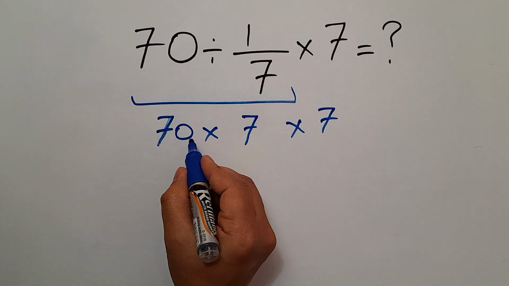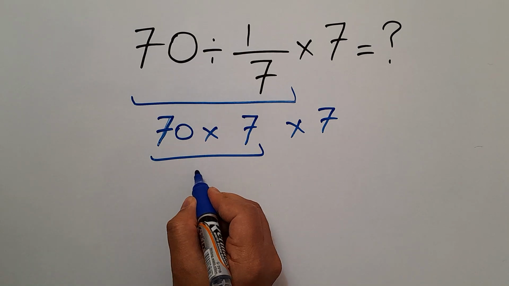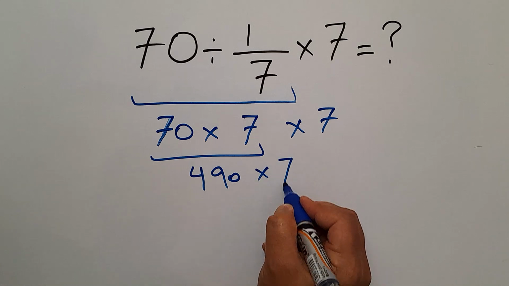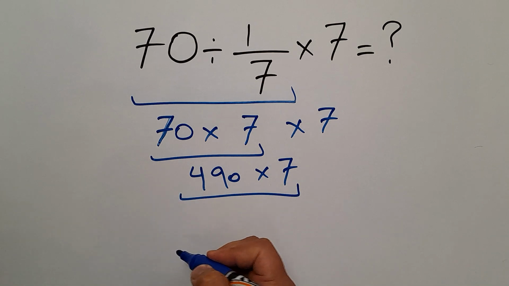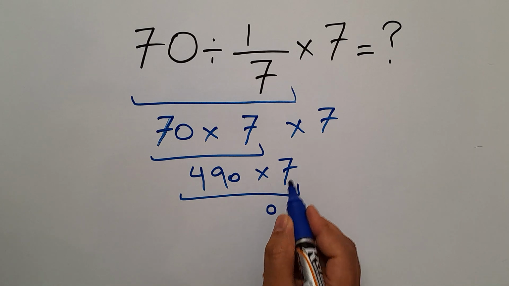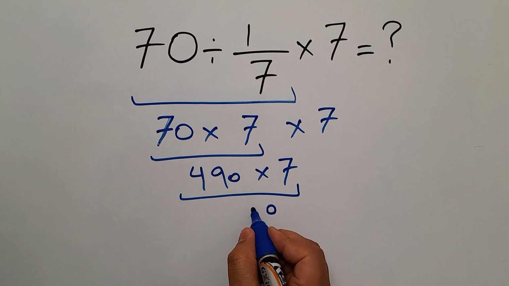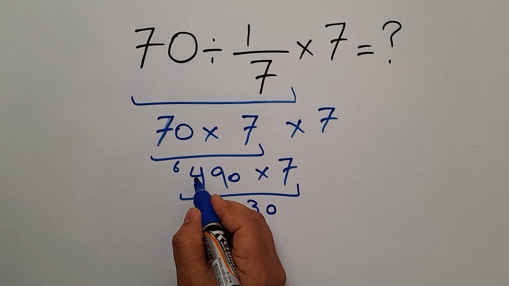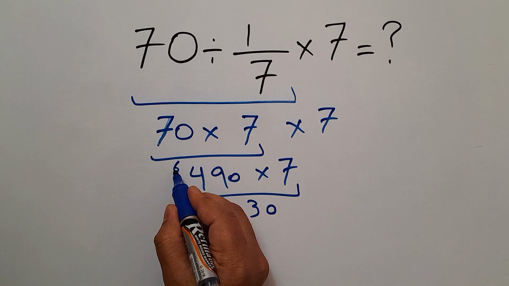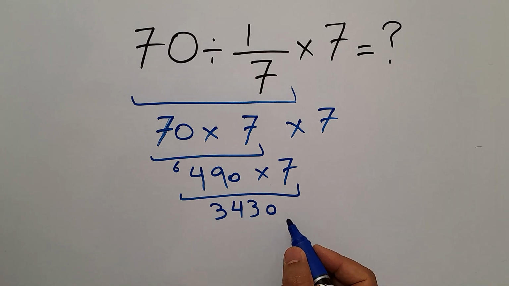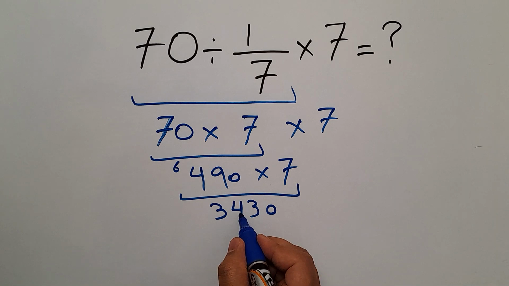Now, 70 times 7 gives us 490, and here we have times 7. And this is equal to 7 times 0 gives us 0. 7 times 9 gives us 63, 3, 6. And 7 times 4 gives us 28. 28 plus 6 equals 34. So our final answer to this problem is just 3430.